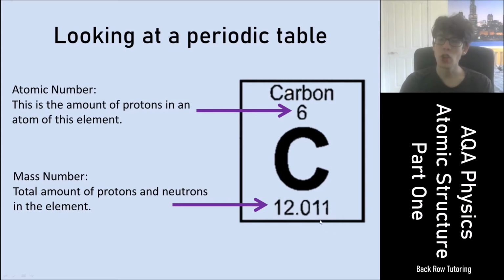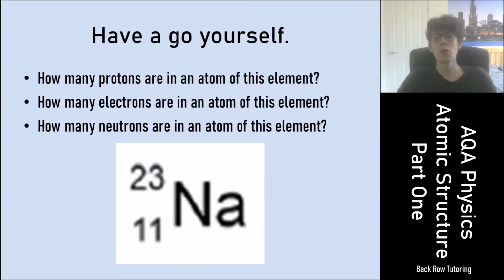Now, sometimes if you look at complex periodic tables, you get a point and then some number here. But usually you just ignore that. You don't need to worry about that. If you study sort of A-level chemistry or physics, you'll cover that. But for now, just ignore the decimal places and just look at the 12, because that means there's 12 neutrons and protons in total. So, have a go yourself.